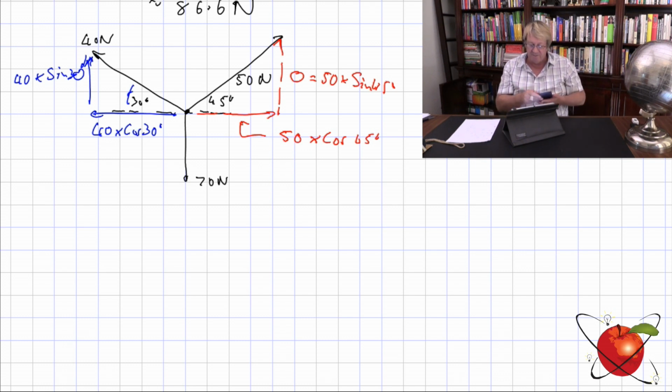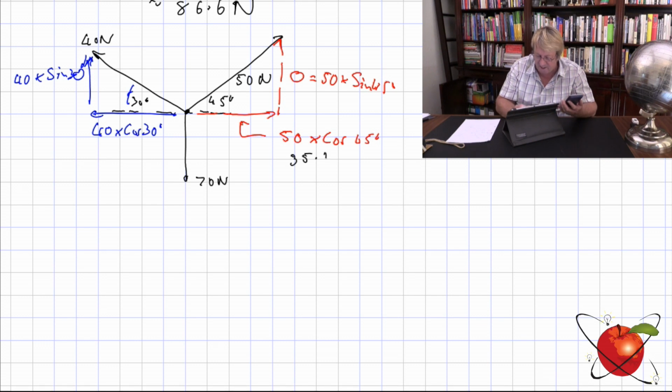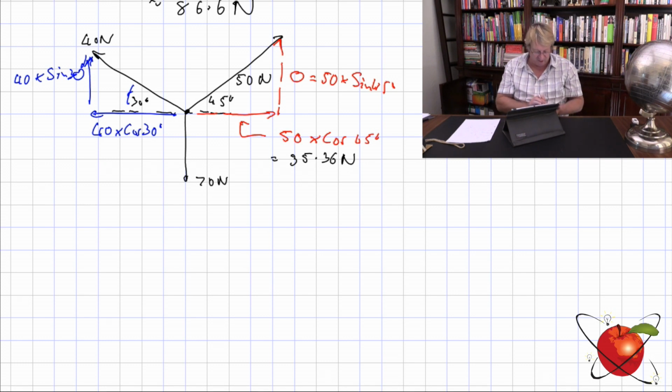Right, let's take 50 times cos of 45. 50 times cos 45 is going to be equal to 35.36 newtons. 50 times sine 45 is going to be equal to 35.36. It must be, because it's a 45. That must be equal to that.